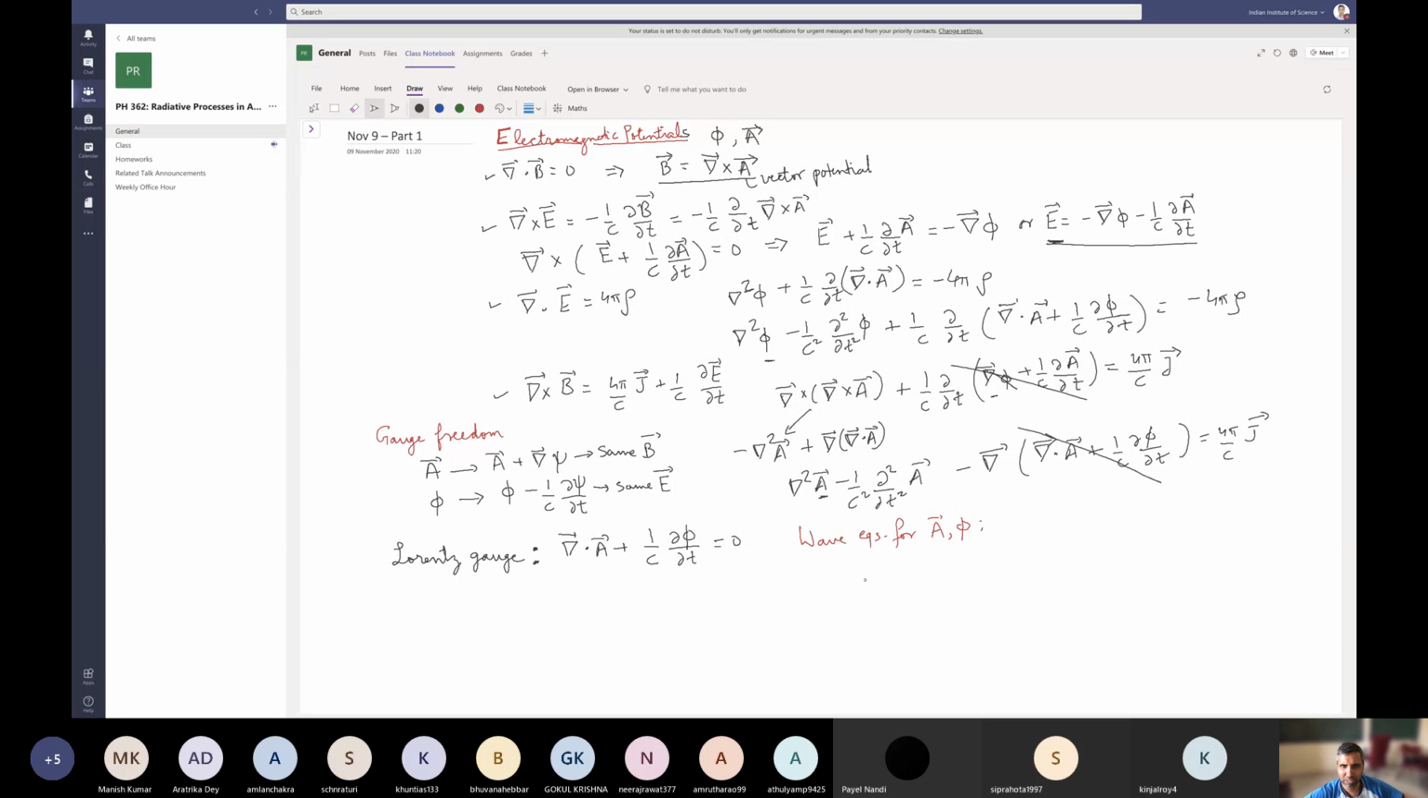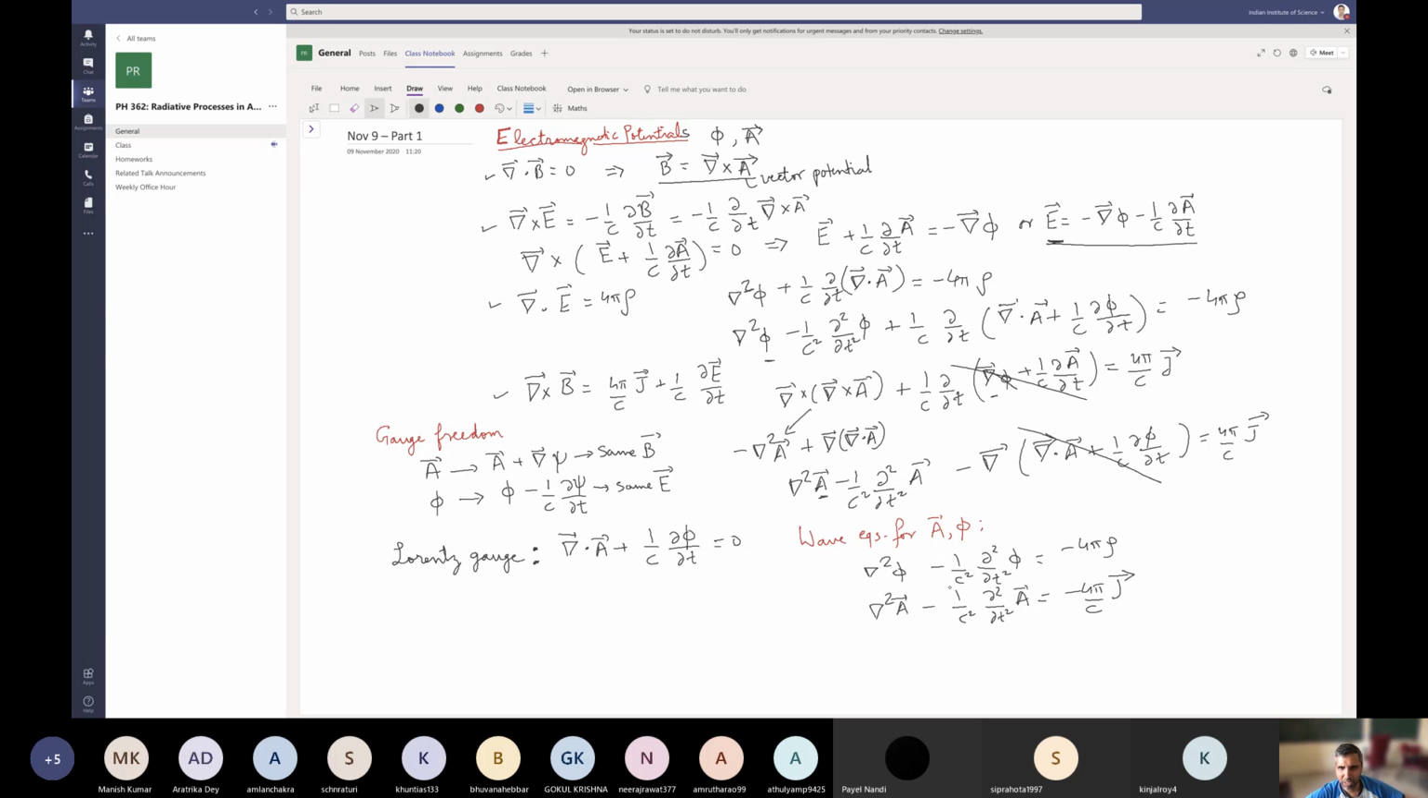Since this goes away, the wave equations are del square phi minus 1 by c square del 2 by del t square phi equals minus 4 pi rho. This is the first one, and this is del square A minus 1 by c squared del 2 by del t squared A equals minus 4 pi by c j. Right, so this is like a nice looking wave equation, and this is inhomogeneous because you have the right hand side which is non-zero.